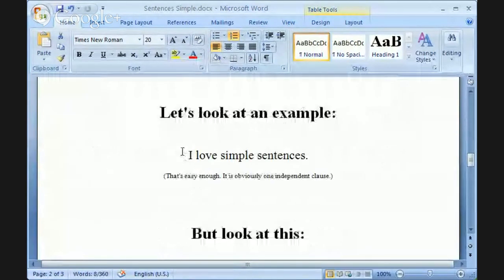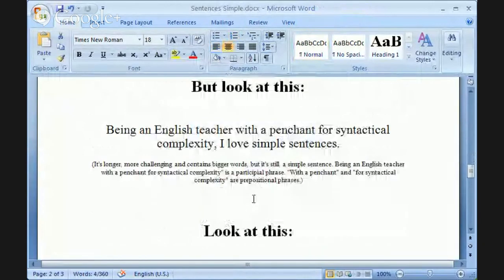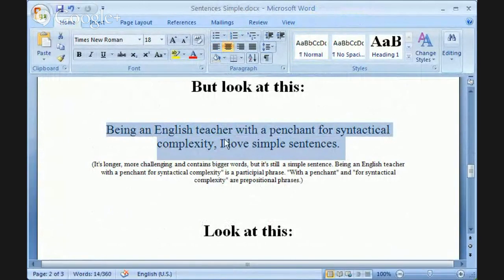A simple sentence is often simple, but guess what? Being an English teacher with a penchant for syntactical complexity, I love simple sentences. This is actually a simple sentence, because this is a participial phrase, and these are prepositional phrases. We looked at some of these earlier in the class. This is a participle phrase. This is a simple sentence.